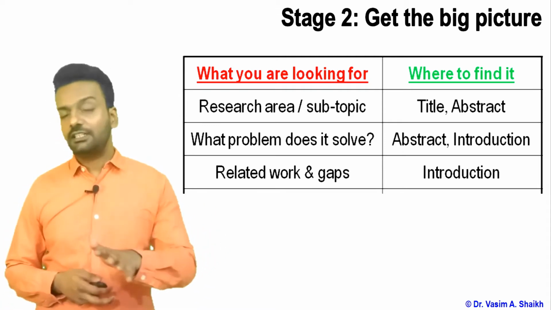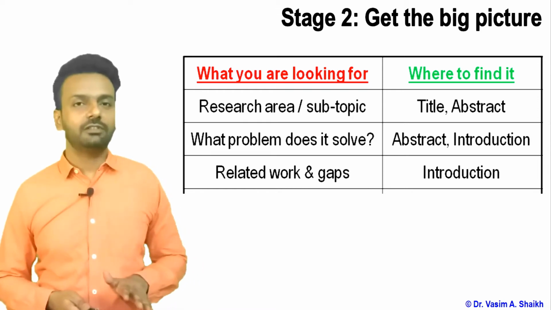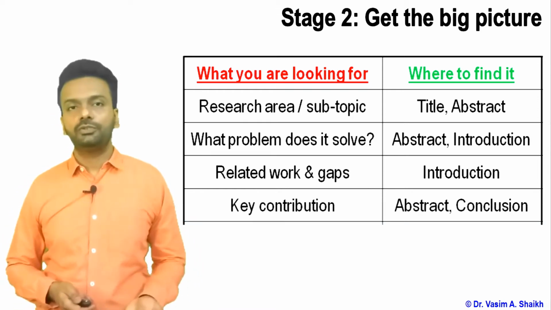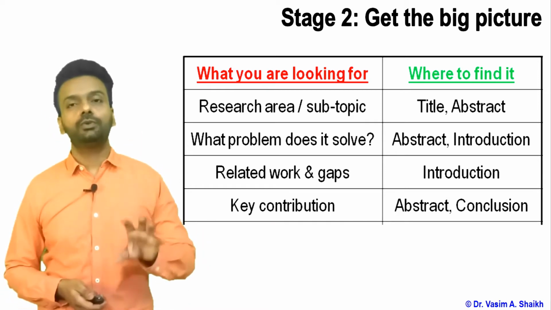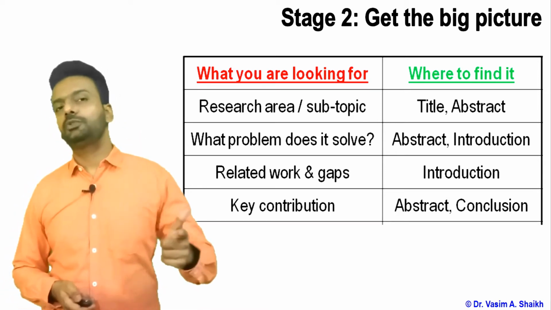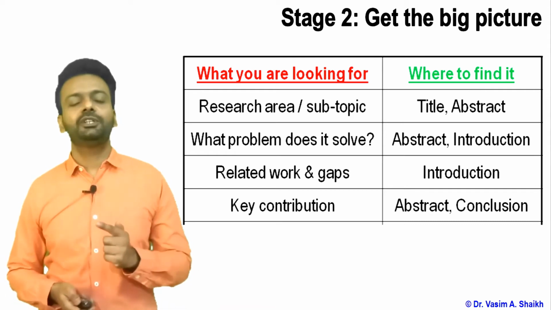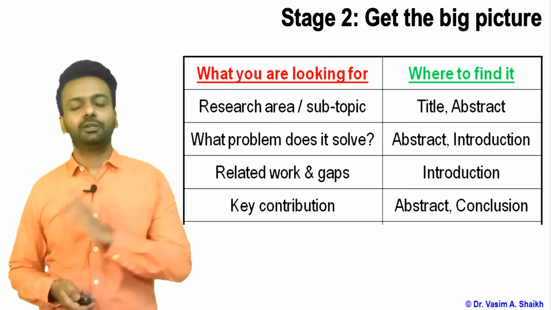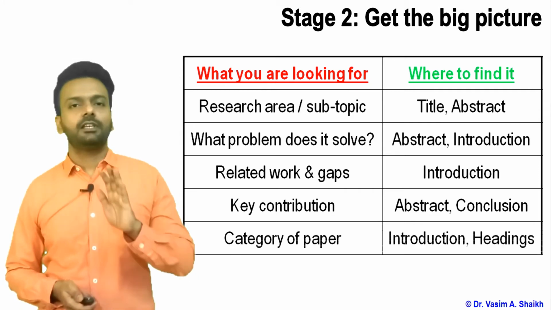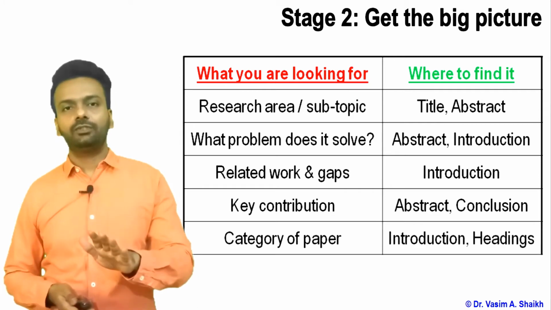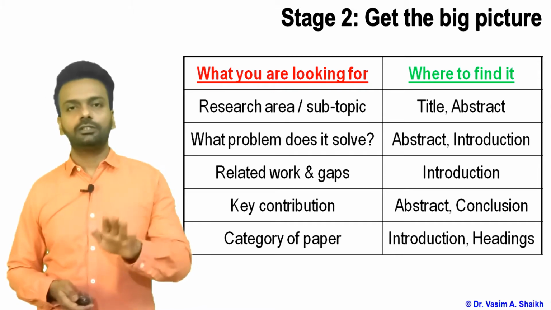So unless and until they do that, it is not good quality work. Then what are the key contributions? They need to tell in the abstract and conclusion. So if you want to know what key contribution they have made, you need to go and see the conclusion or the abstract. Then if you want to find out the category of the paper, you get to know from the introduction or the heading.